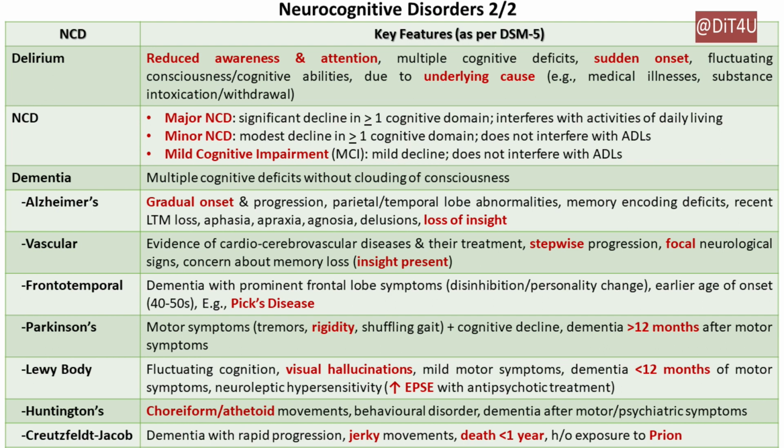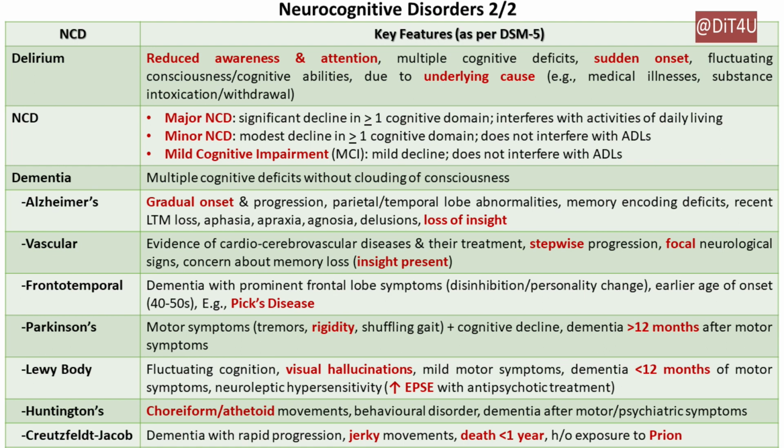Frontotemporal dementia, as the name indicates, is a dementia with prominent frontal and temporal lobe features. Frontal lobe symptoms such as disinhibition and personality change, sexual disinhibition, swearing, and all those things could be seen. Earlier age of onset, 40s and 50s, the fourth and fifth decade. An example of frontotemporal dementia is Pick's disease.